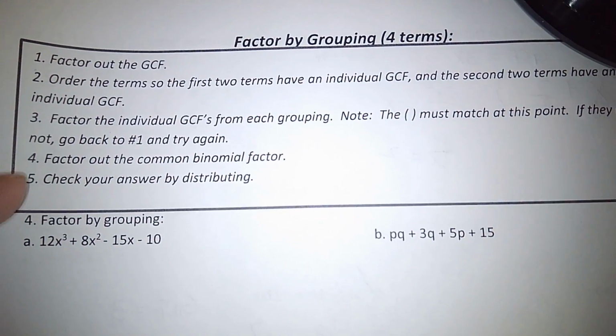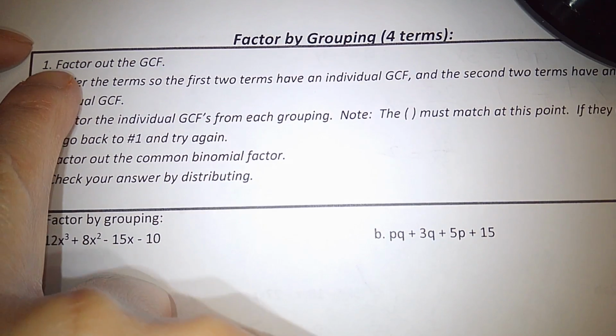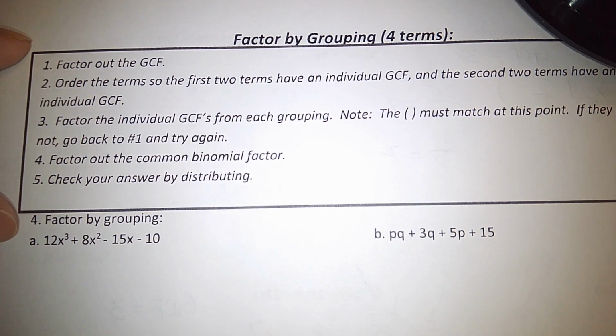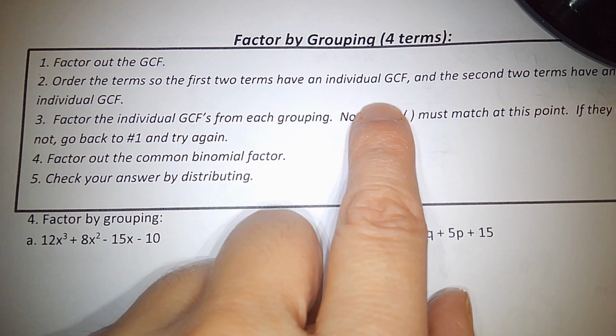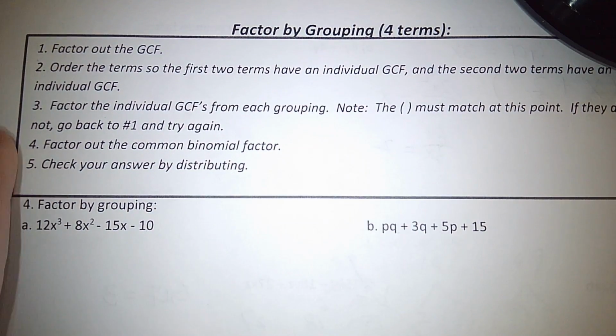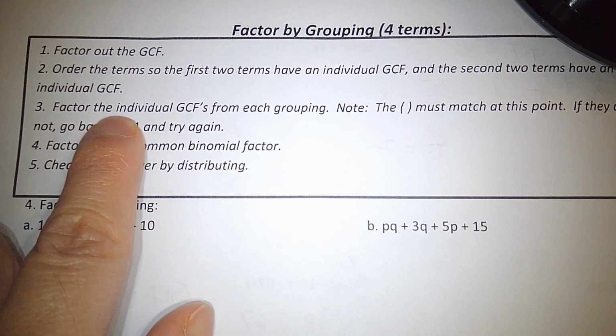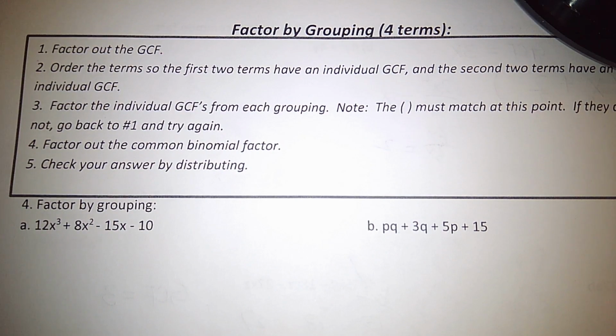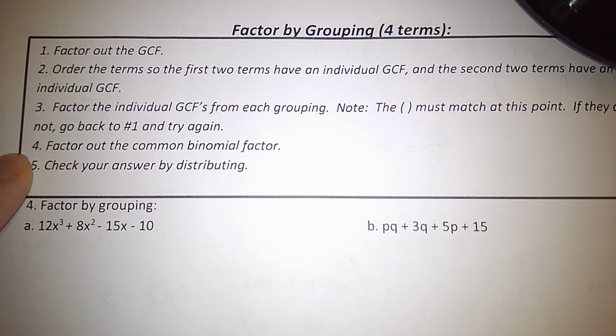Now, let's look at factoring by grouping. I'm going to ask a volunteer to read this box for us, and Jose, it's your turn. Okay. Factor out the GCF. The first 2 terms have an individual GCF, and the second 2 terms have an individual GCF. Factor the individual GCFs from each grouping. Note, the parentheses must match at this point. If they do not, go back to number 1 and try again. Factor out the common binomial factor. Check your answer by distributing. Okay, very good. Thank you so much.